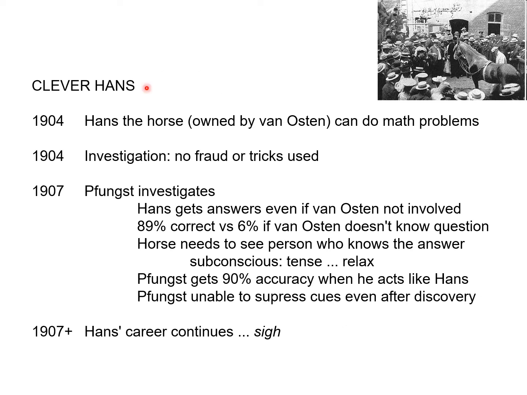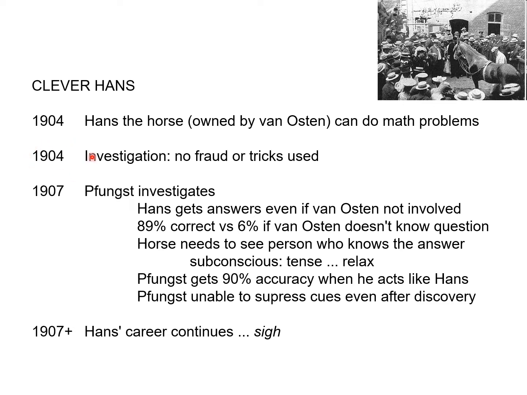So here's the biography of Clever Hans. So he's from the early part of the 1900s. Hans the horse is owned by a guy called Van Osten, who's this guy here. And Hans was a horse that could do math problems. So for example, he would go on tour and someone would ask the horse, what is 2 plus 2? And then the horse would tap his hoof on the ground.